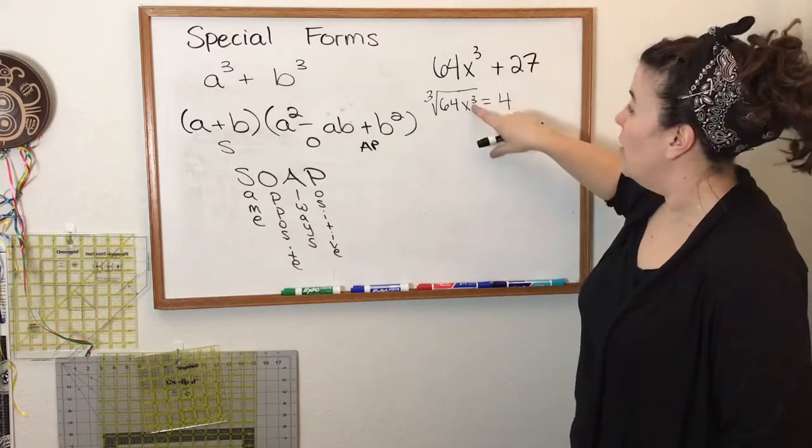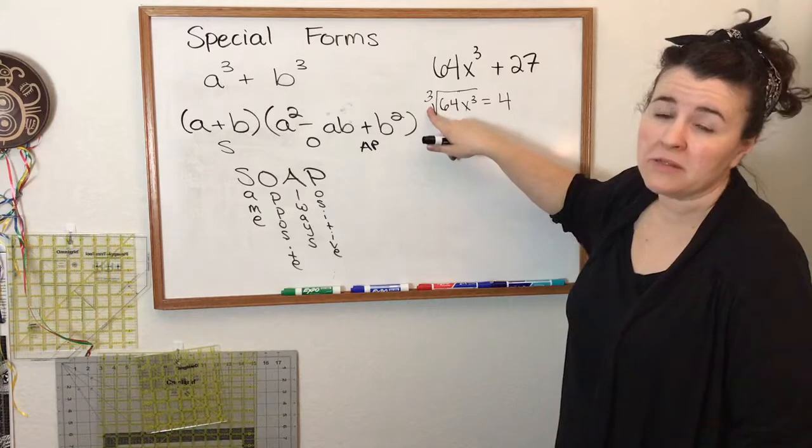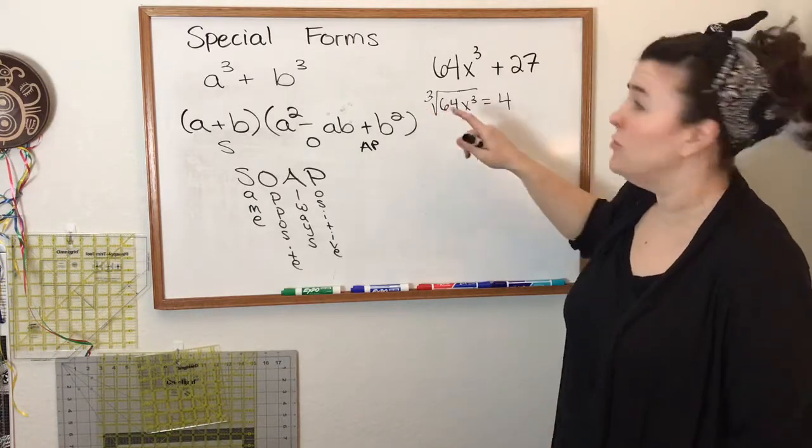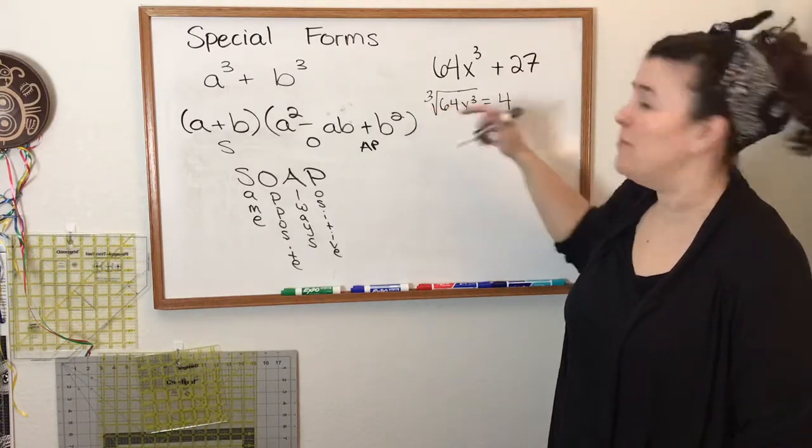When you have a power and you take a root of it, that number is called the index. And what you do is you divide the power by the index. So 3 divided by 3 is x.